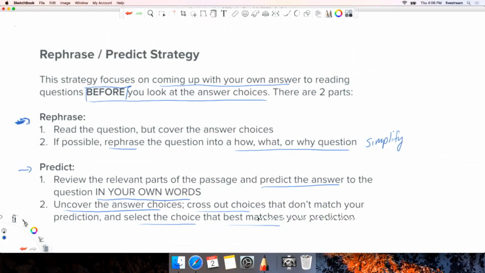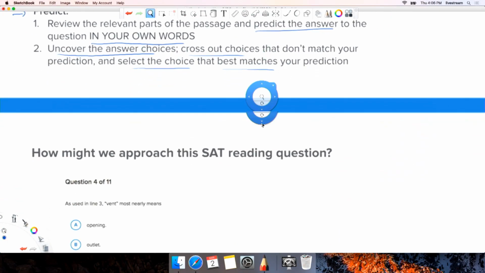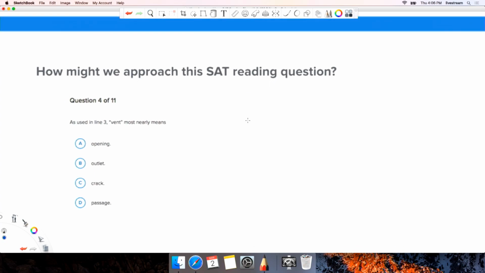So let's take a look at what this looks like for a practice problem now, just to make it a little more tangible and real. So step one, if you're watching from home, is to take your hand, right hand, left hand, whichever one, and cover up answer choices A through D. So go ahead and cover up those answer choices. And now we'll do the rephrase part of that strategy. So, as used in line 3, vent most nearly means.